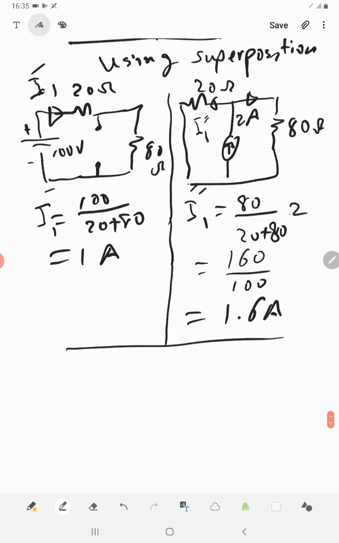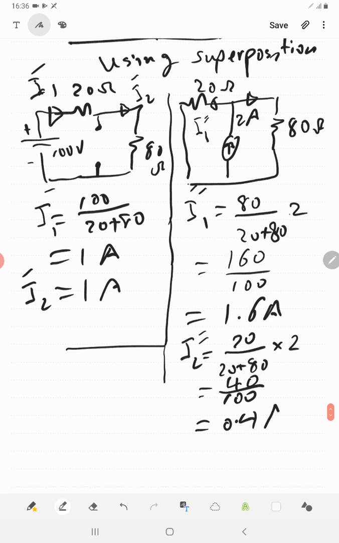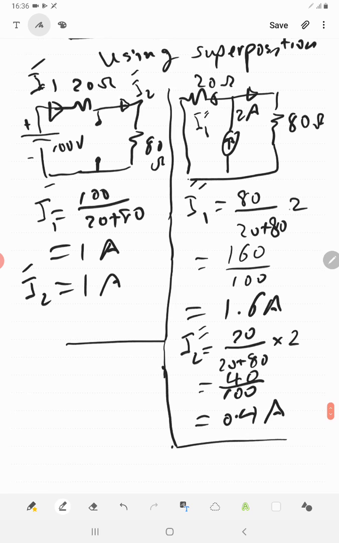In here, let's assume this is I2 prime. So I2 prime is equal also to 1 amp. It's the same. While I2 double prime here, let me just take this part. Using again the same current divider rule, I2 double prime will be, instead of 80, 20 divided by 20 plus 80 times 2. So this will be 40 divided by 100. So it will be 0.4 amps. Okay. So that's what we have.